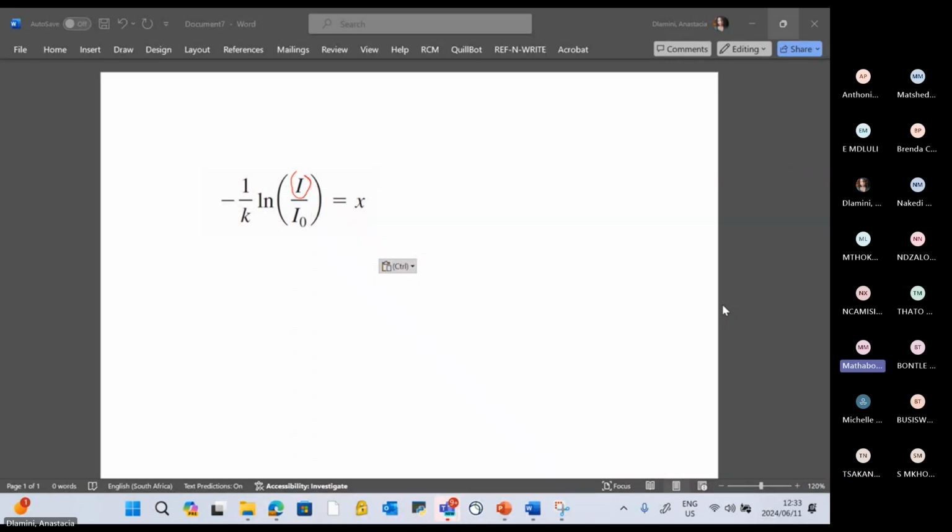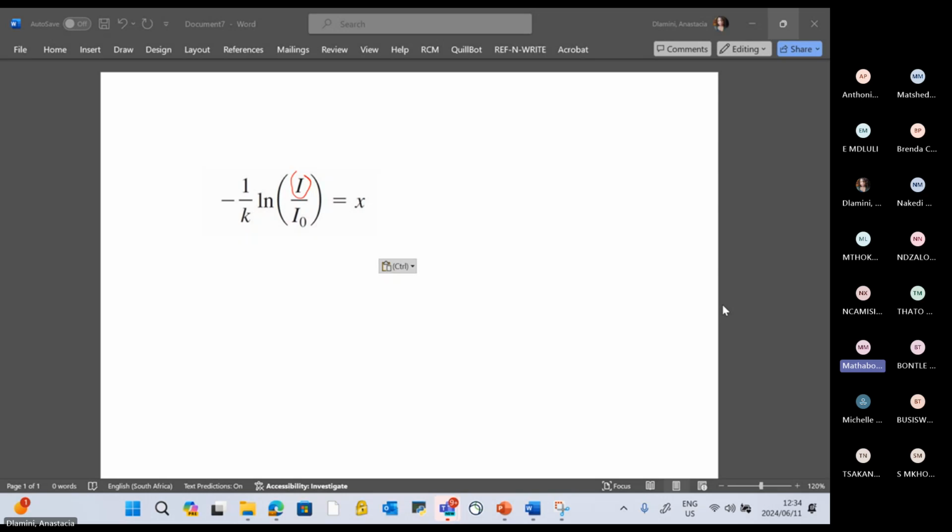I said 1 over I0 multiplied by I inside the bracket, to break that equation up. So I have 1 over I0, and then I have multiplied by I. We agree? Remember, we want to make I the subject of the formula. So we need to get rid of this. Before we touch the bracket, we need to remove the ln outside.